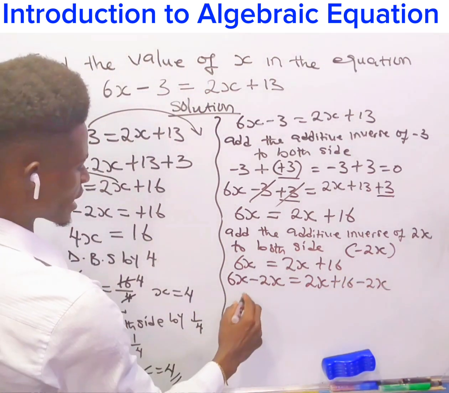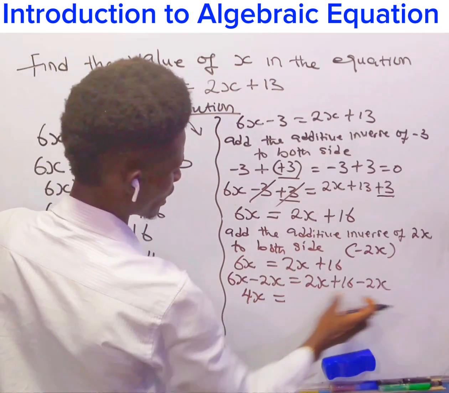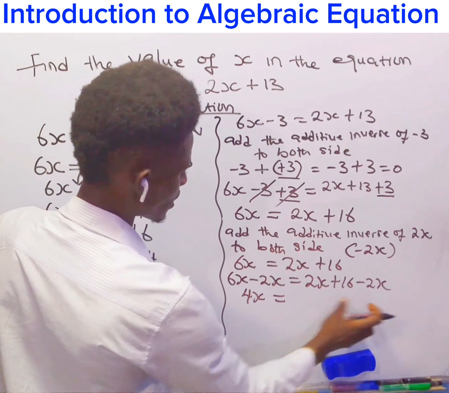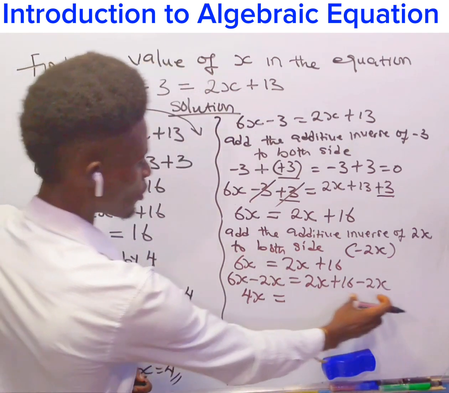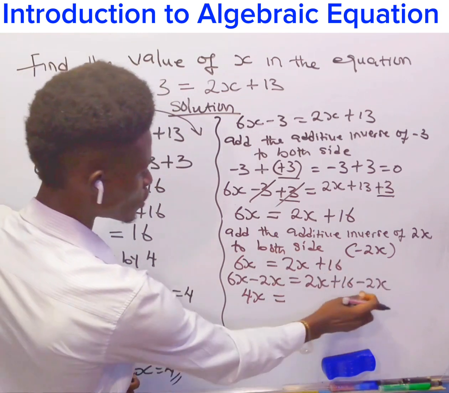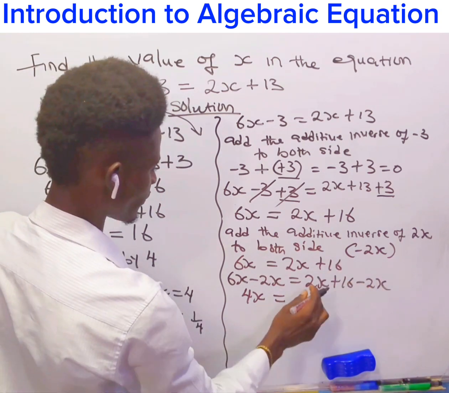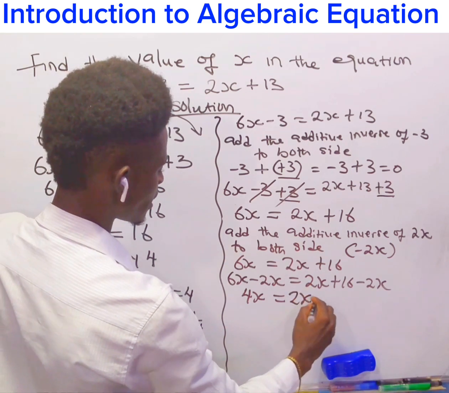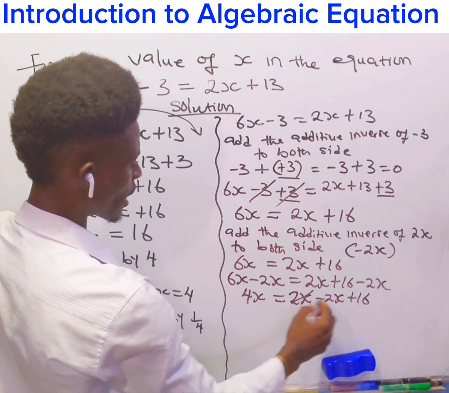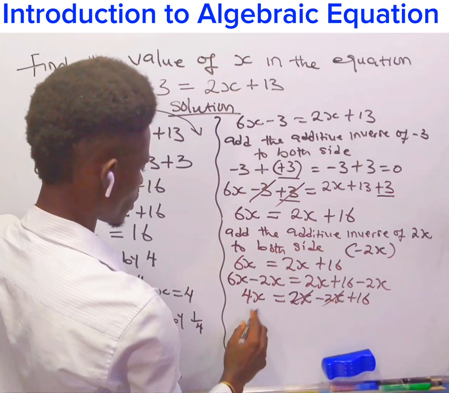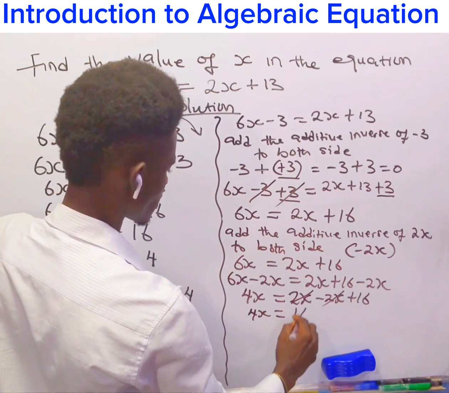6x negative 2x will give us 4x to be equal to, now here, let's collect like terms. Let's move negative 2x close to 2x. But moving it to this side, there is no equal to, so the sign will not change. The sign remains negative. We'll have 2x, negative 2x, positive 16. Now 2x will cancel 2x, becomes 0. So we have 4x here to be equal to 16.